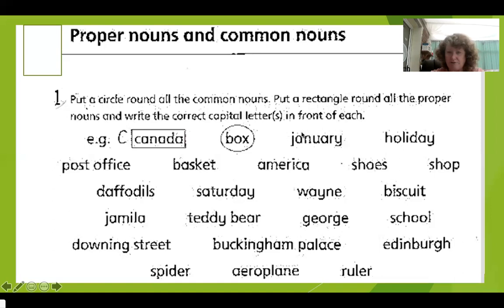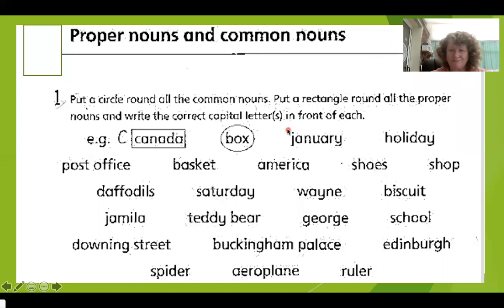Let me see if I can do it. Let me just pause the video for a moment. Okay, so I had a little problem trying to annotate, so you're going to have to follow my spotlight. So January is a proper noun, so you'd put a rectangle around that and a capital J there. Holiday, what would we do?